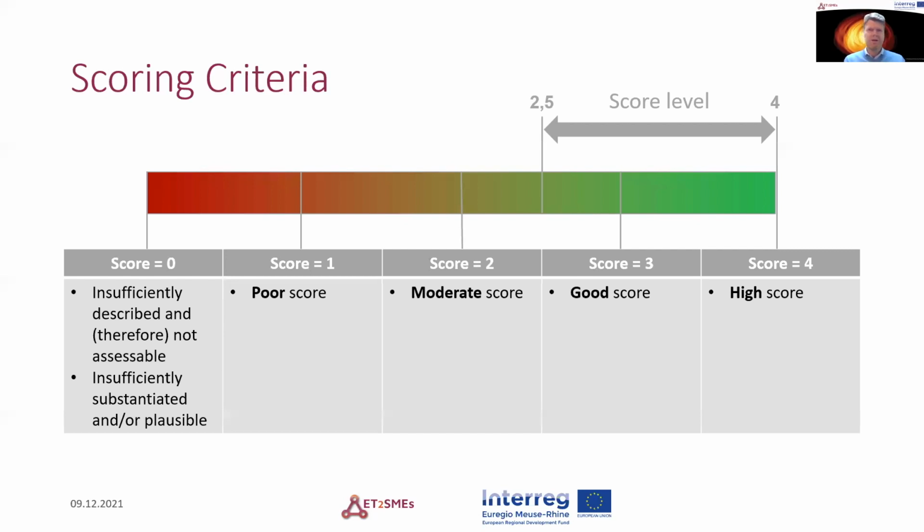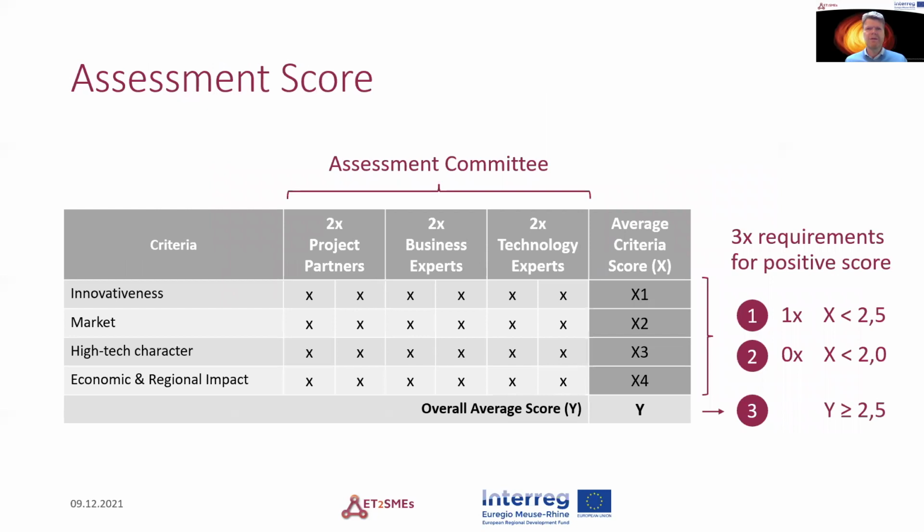Now, the score level that we want to see in a project is between 2.5 and 4. So meaning the edge between a moderate score and a good score up until a high score. And that is really the quality level that we want to see in this project. This number of 2.5 is very important because of the assessment committee I mentioned, which consists of 3 groups, and each group has 2 people in it.